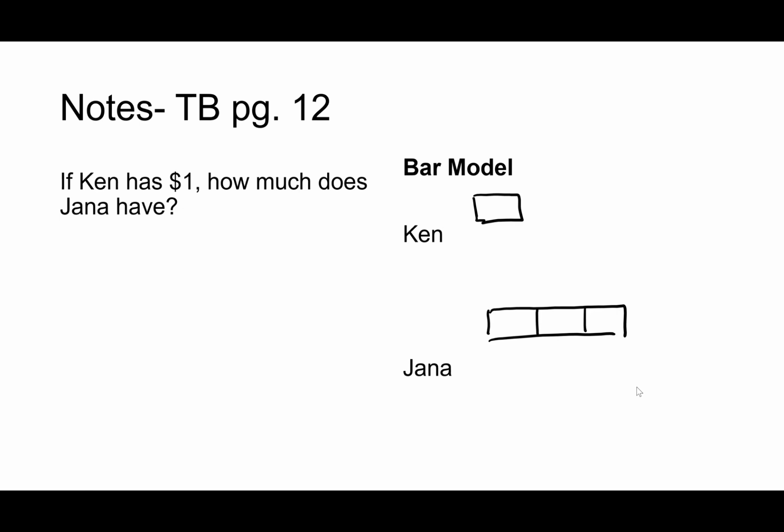All right, number one. We're going to draw the same bar model for all four of these problems. It says, if Ken has $1, how much does Jana have? And we need the textbook for this. It's not reprinted in your notes. So go ahead and open up to page 12 for sure. Not just to help you, but because you need it.